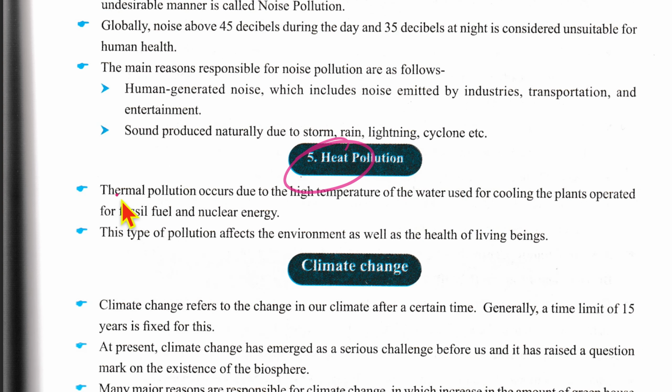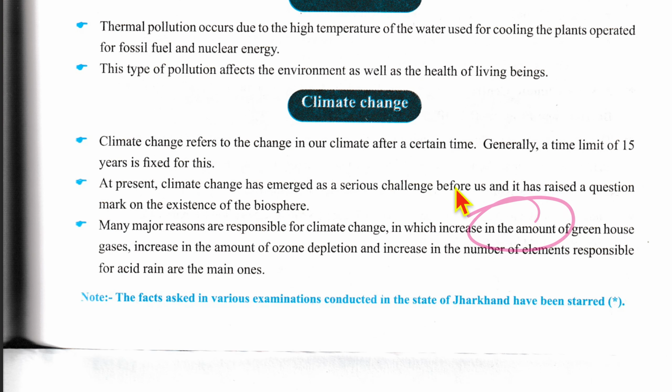Now, heat pollution. Heat pollution or thermal pollution occurs due to high temperatures of water used for cooling the plants operated on fossil fuels and nuclear energy. This type of pollution affects the environment as well as the health of living beings.